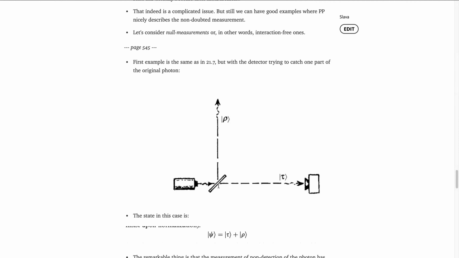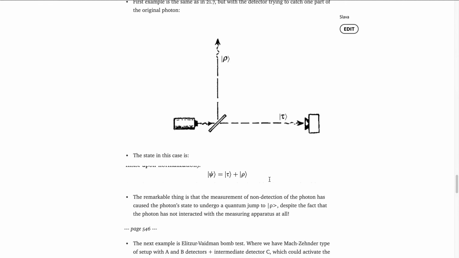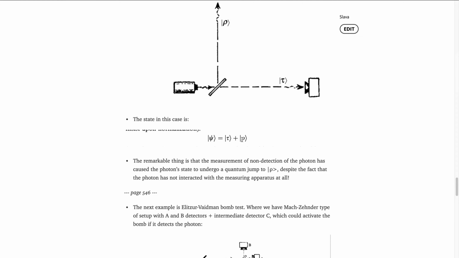into one direction and will transmit the other part forward, and we just place that detector on the right here, trying to catch the tau part. So the wave function state in this case is tau plus rho, and the remarkable thing is that the measurement of non-detection of the photon has caused the photon state to undergo a quantum jump to rho automatically, despite the fact that the photon has not interacted with the measuring apparatus at all.